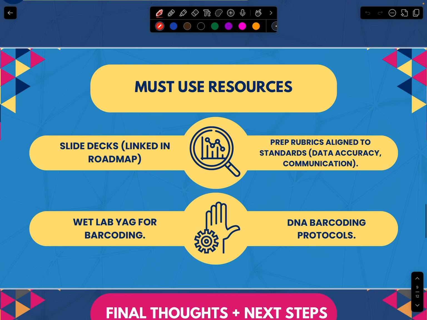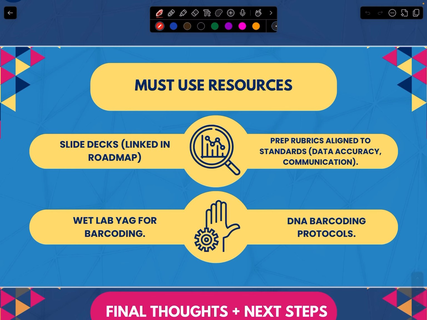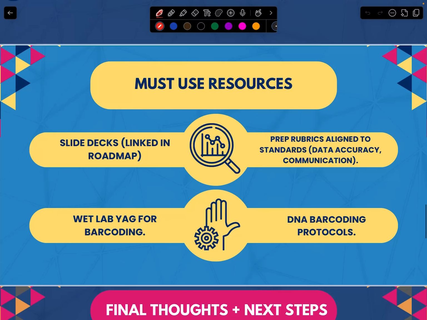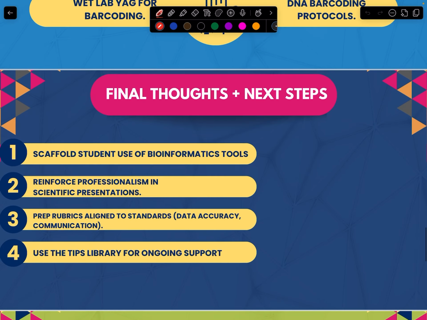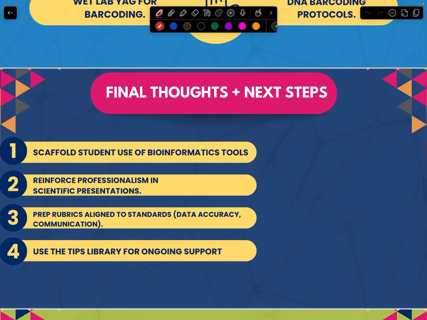What are some must-use resources? Slide decks, linked in the roadmap. Prep rubrics aligned to standards, for example data accuracy and communication. The wet lab YAG for barcoding, and last but not least, DNA barcoding protocols, which can all be found in the wet lab YAG.